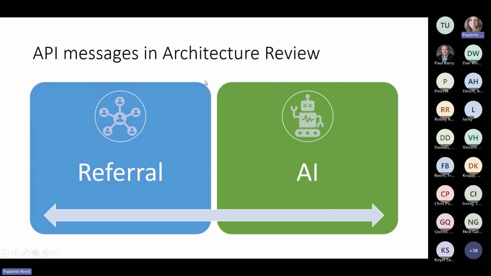So right now we have some API messages that are in architecture review, and these are new messages that did not exist in the BMS. So we have a referral message, and the referral committee is working on or has worked on a message to help refer an assignment or refer an object to another team.